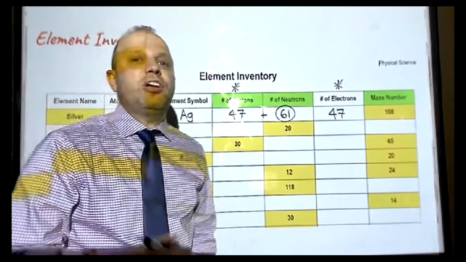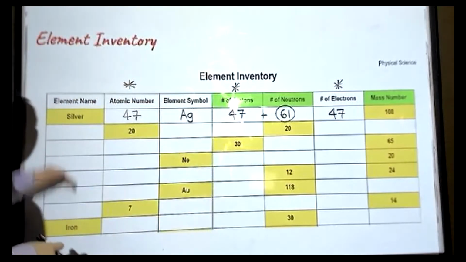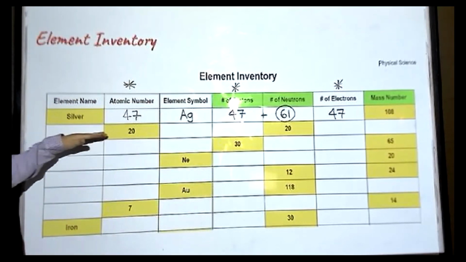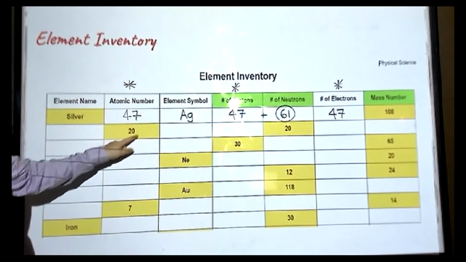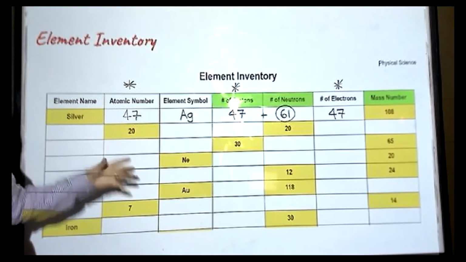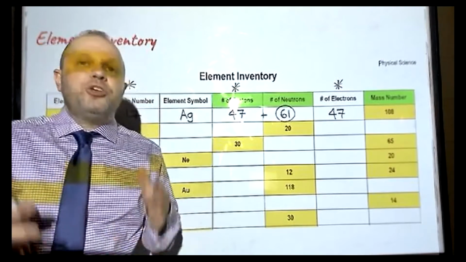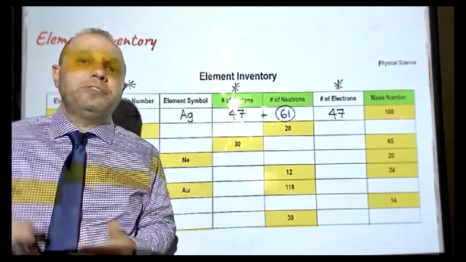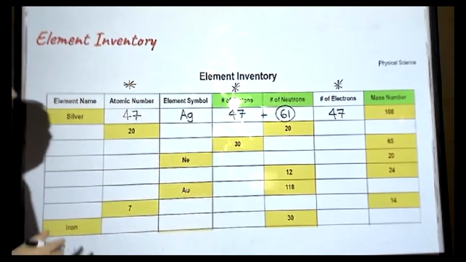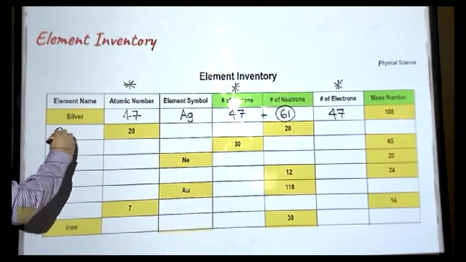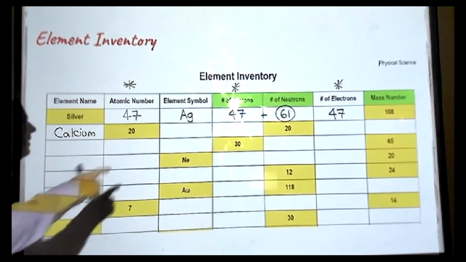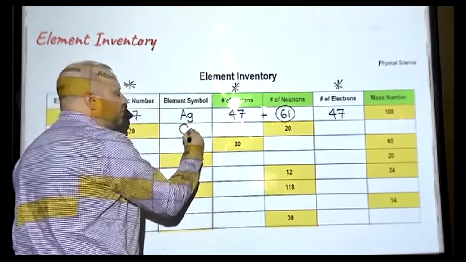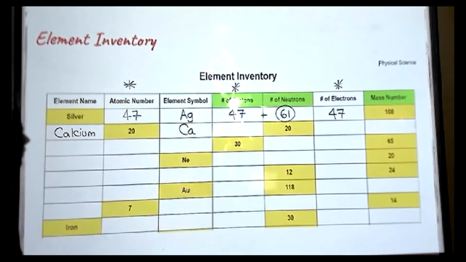Okay, let's take a look at our second example. In the second example, they did not give you the name. Instead, they gave you the atomic number. So just like we practiced before, you're going to go to your periodic table and look for atomic number 20. You're going to find out that atomic number 20 is the element calcium.